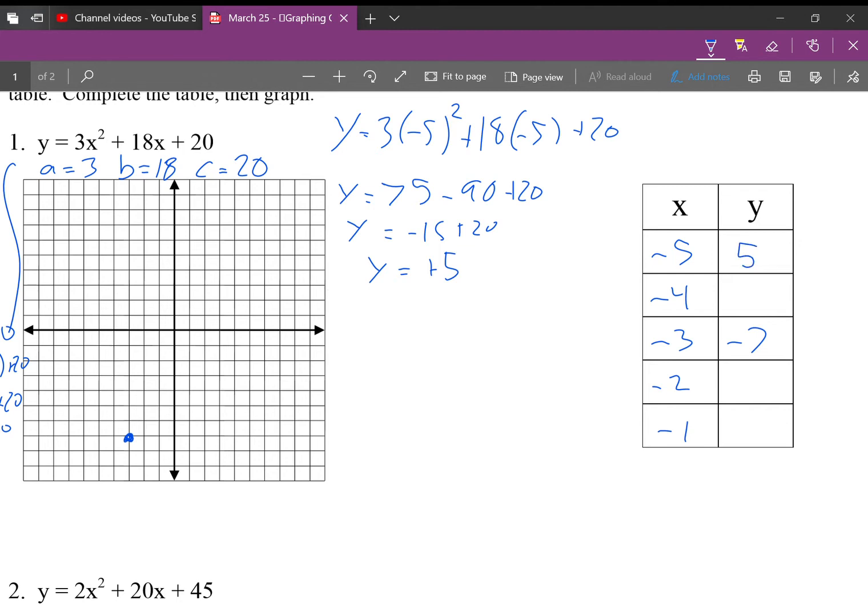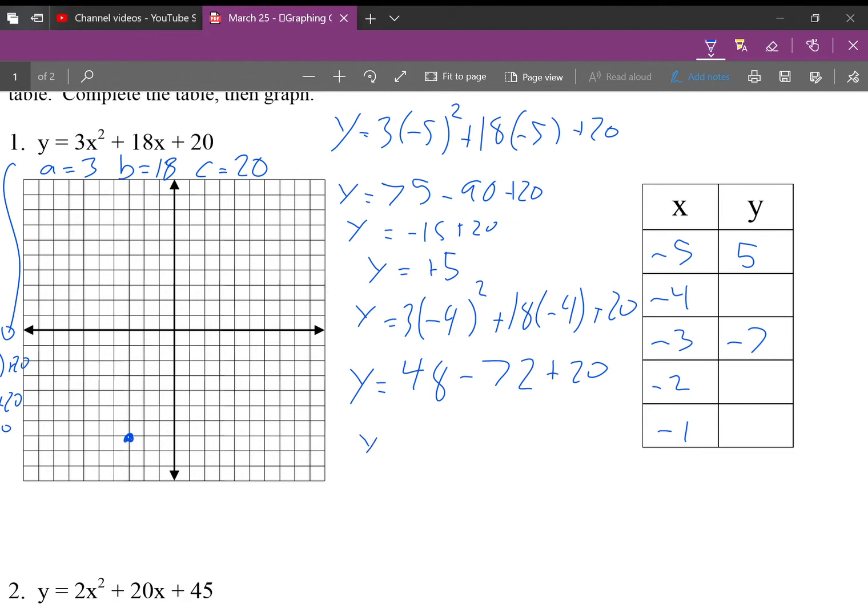And let's do the next value. Plug in negative 4 squared plus 18 times negative 4 plus 20. Negative 4 squared is 16. 16 times 3 is 48. 18 times 4 is negative 72 plus 20. And that's going to be y equals positive 4. No, negative 4.